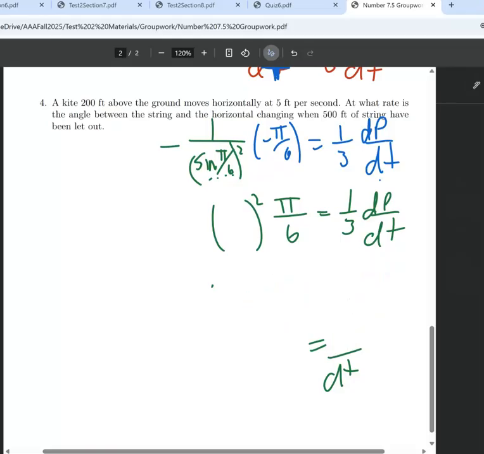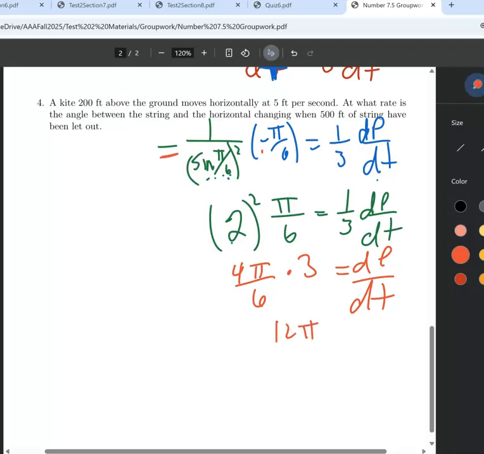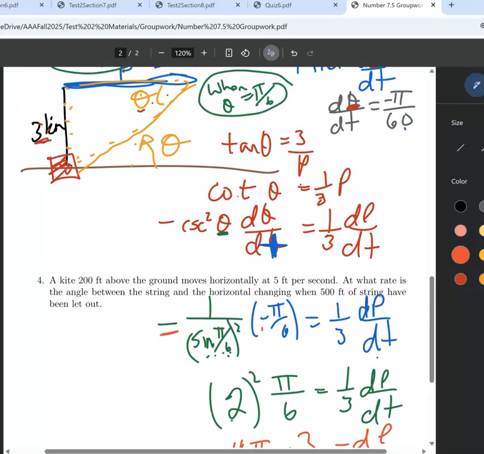Sine of pi over 6. Oops, sorry about that. Sine of pi over 6 is 1/2. So 1 over 1/2 gives me a 2. So I'm still going to take these two negatives and make a positive. So I get a 4 pi over 6. And then I multiply it by a 3. And then that gives me 12 pi over... Oops, and I put pi over 6 instead of pi over 60.